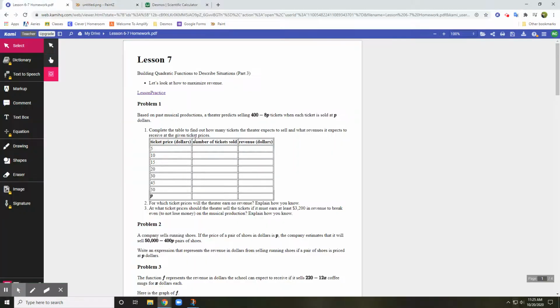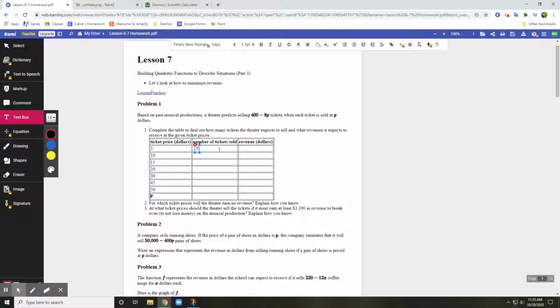So if we came over here, the number of tickets that we sell, let's put it in a text box. The number of tickets is going to be 360. The revenue that we're going to get from this is going to be $1,800.